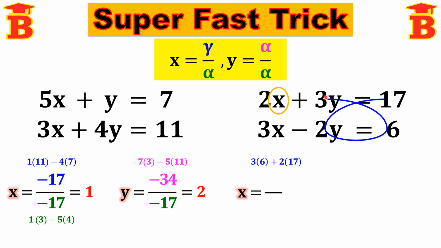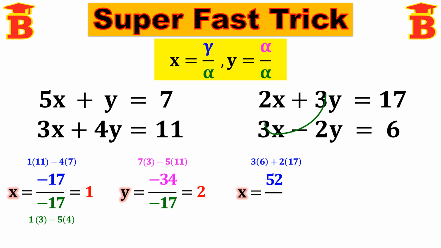So this is 3 into 6 minus this number, minus of minus plus 2 into 17. 3 6s are 18, 2 into 17, 34. 18 plus 34 is 52. Divided by, the denominator is alpha.